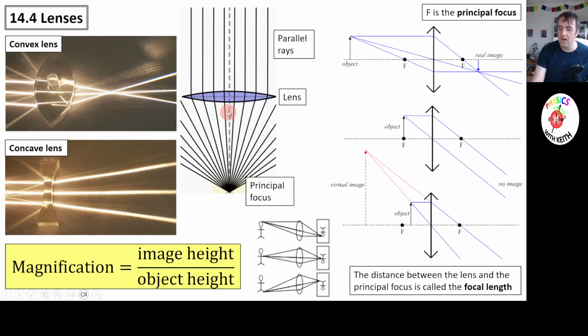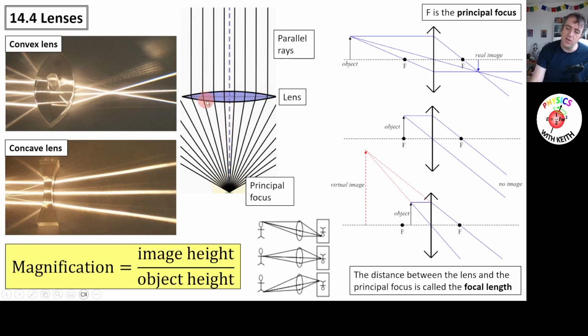And the distance between the center of the lens and the principal focus is called the focal length, usually labeled on a diagram as an F. So F would be the principal focus.